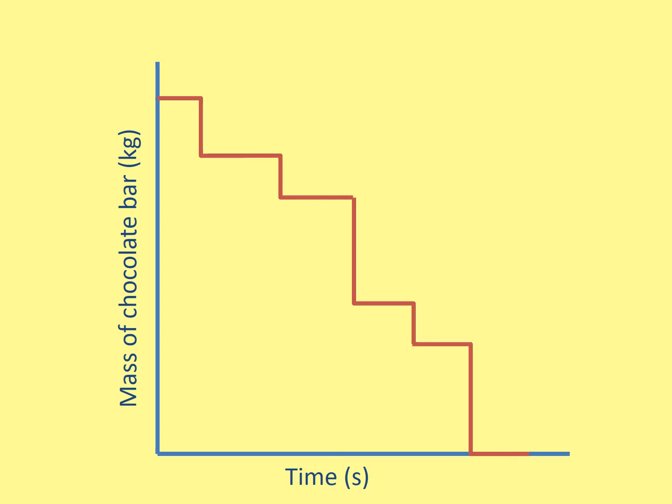The next graph I'm going to show you is a graph of the mass of a chocolate bar on the y-axis and time on the x-axis. So mass of the chocolate bar in kilograms on the y-axis and time on the x-axis. I'd like you to pause the video and see if you can work out what is happening. Tell me the story behind this graph.